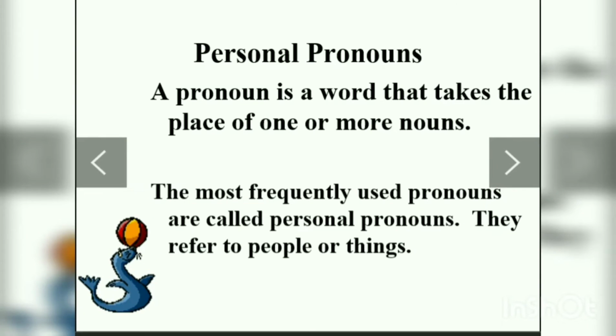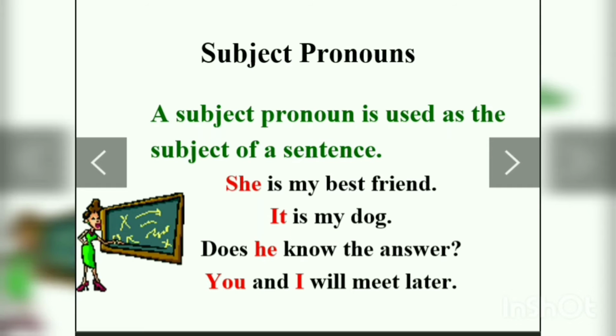Nouns. A pronoun is a word that takes the place of one or more nouns. The most frequently used pronouns are called personal pronouns. They refer to people or things. Subject pronouns. A subject pronoun is used as the subject of a sentence. She is my best friend. It is my dog. It is a subject. It comes at the beginning of the sentence. That means the one about whom we are talking is the subject.